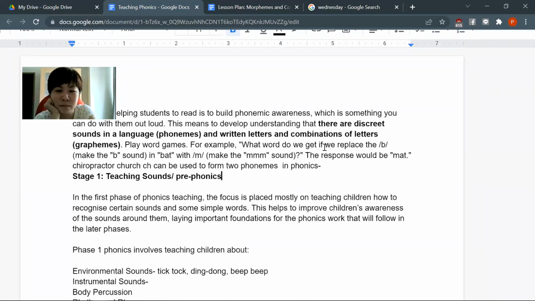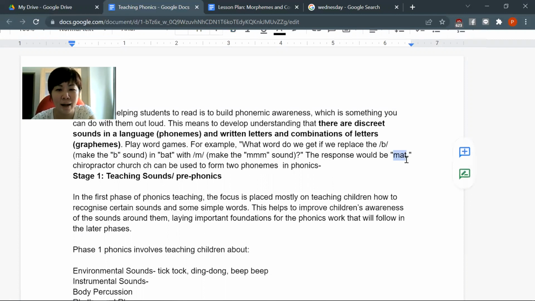If we replace the b sound in bat with m, the response would be mat. So students should know how to, even before they know the letters, repeat sounds back and then mix up the order.